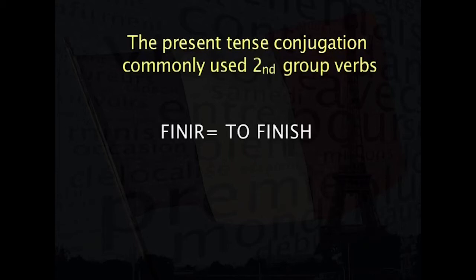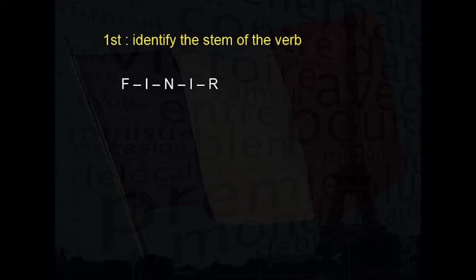Let's begin with the verb finir, which means to finish. So, in order to construct the present tense of second group verbs, we first need to identify the stem of the verb. In case you have forgotten what the stem of a verb is, let me refresh your memory. In French, the infinitive form of every verb is composed of 2 elements: the stem of the verb and the ending. In the verb finir, F-I-N is the stem of the verb and IR is the ending.